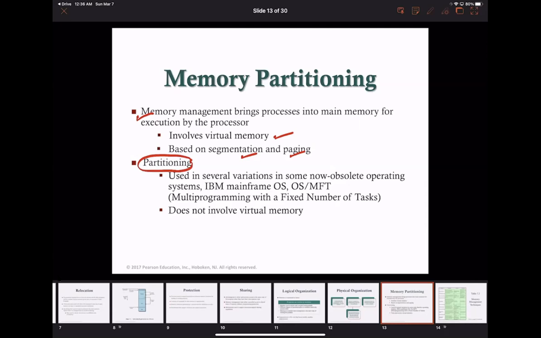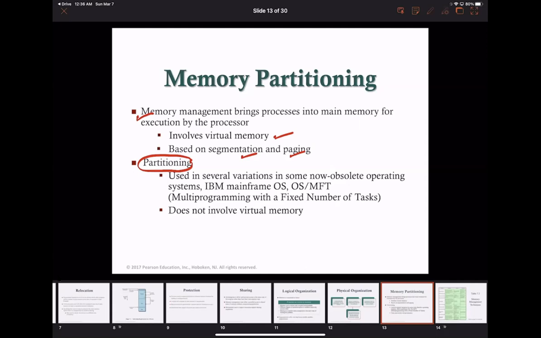Among the techniques used to provide support for memory management without virtual memory is partitioning, which has been used in several variations in some operating systems, now obsolete, so they are not used anymore. The other two techniques, simple paging and simple segmentation, are not used by themselves. However, it will clarify the discussion of virtual memory if we look first at these two techniques in the absence of virtual memory considerations.